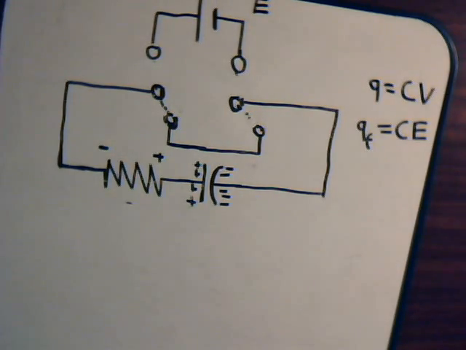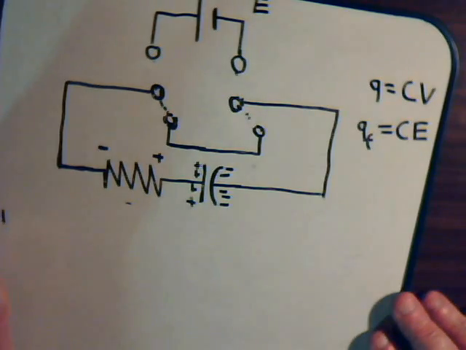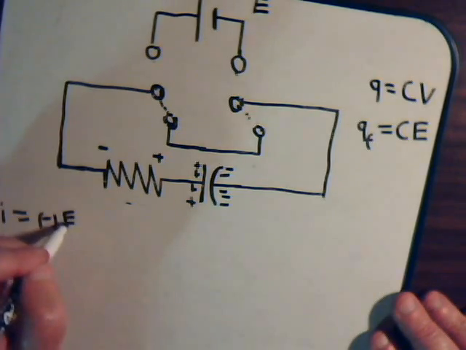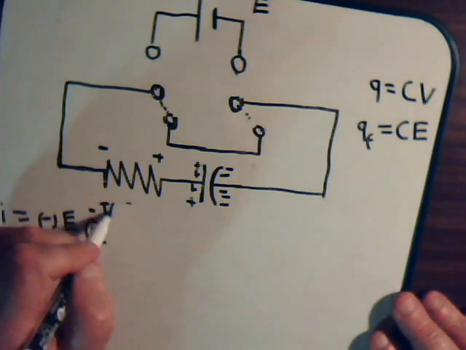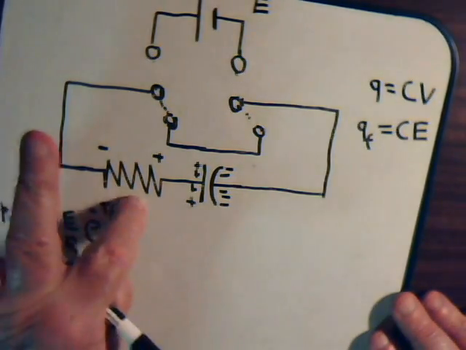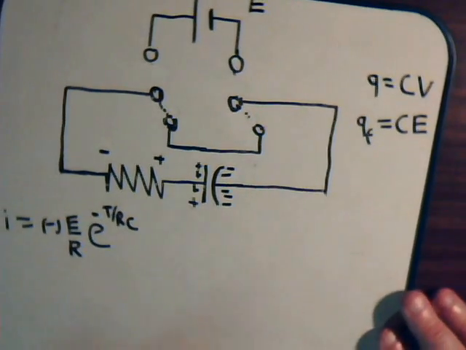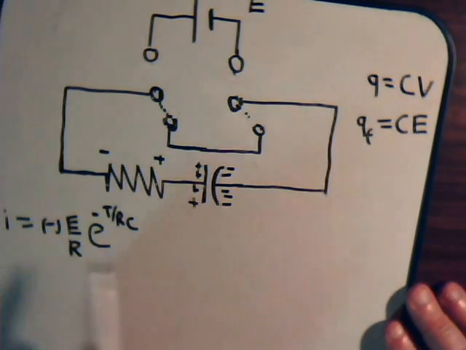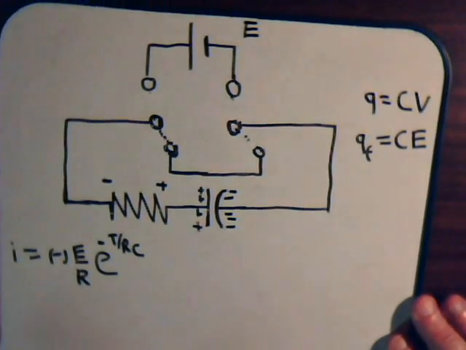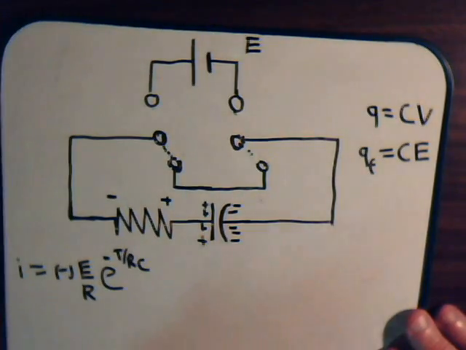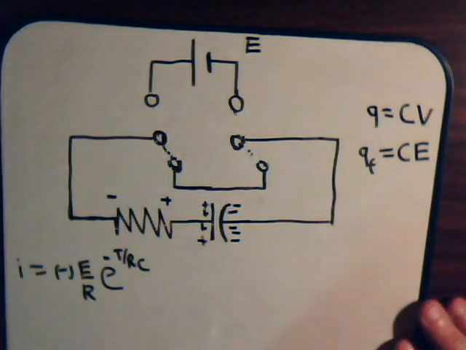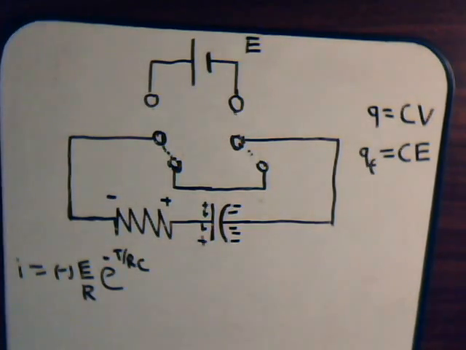So we have our discharge current I equals minus E over R, E to the minus T divided by RC. And the minus sign indicates to us that the discharge current flows in an opposite direction to the charging current. Remember, we said earlier that when this was hooked up to the battery, the charging current was in this direction. The discharge current is in the opposite direction. So that's what that minus sign shows us.